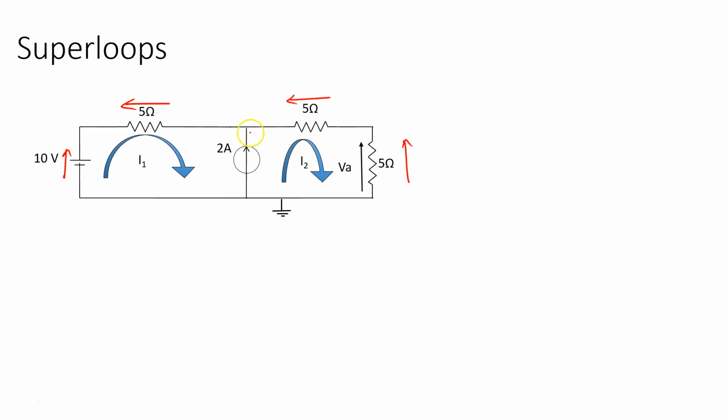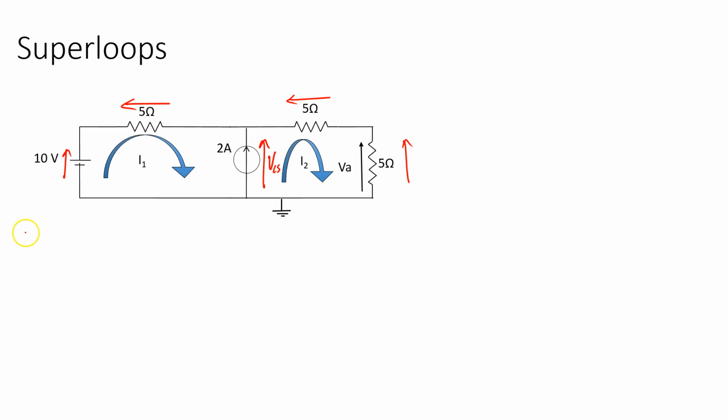The only thing we don't have is this voltage drop across this 2 amp source here. Since it is a current source, I don't know what the direction is, so I could specify it in any direction. So I'm just going to specify it in this way, VCS for V current source. And now I'm going to start writing my equations.